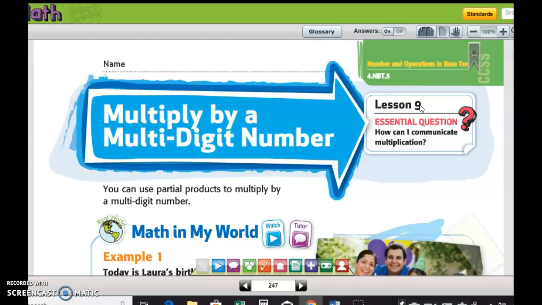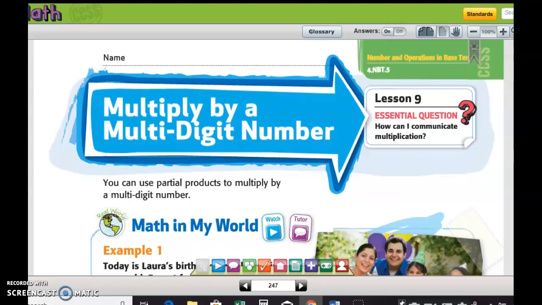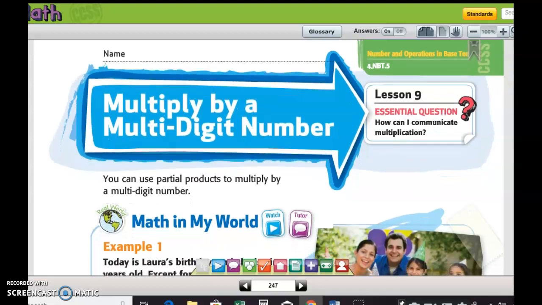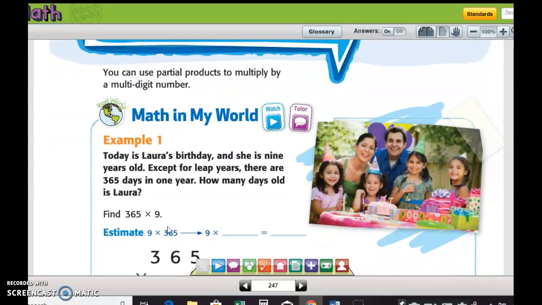Chapter 4, Lesson 9, and I'm on page 247. Today we're going to multiply by a multi-digit number. And once we understand the regrouping and multiplying that smaller factor by all of the digits, it's the same strategy whether you're multiplying by hundreds or whether you're multiplying up to millions. It's just those bigger numbers look a little bit scarier.